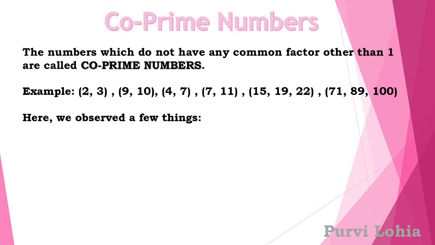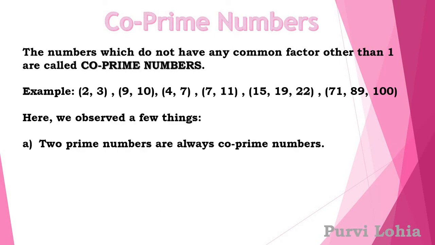Here we observed a few things, like 2 prime numbers are always co-prime numbers. See, 2, 3, 7, 11. So 2 prime numbers are always co-prime, because prime numbers have only two factors, 1 and itself. So two prime numbers will not have any common factors other than 1. So they are always co-prime numbers.